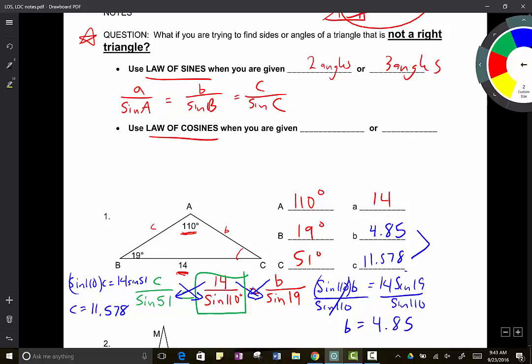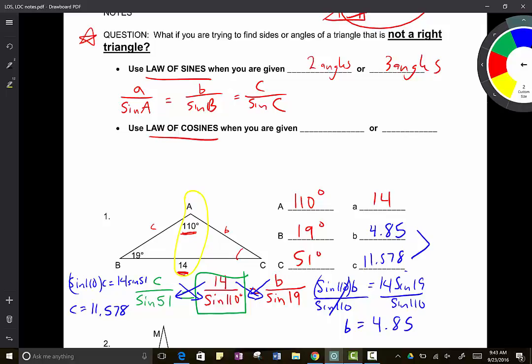That is the law of sines. You use that when you're given two angles or three angles, or more importantly, you use that when you have a side, 14, that matches up with an angle, as you just saw me circle in yellow. When you have a complete proportion. So that's law of sines.